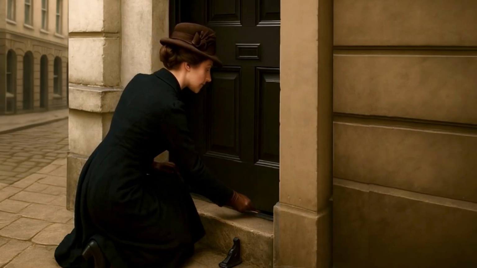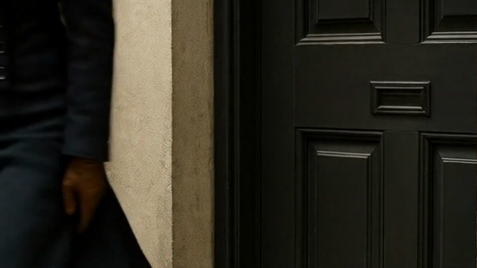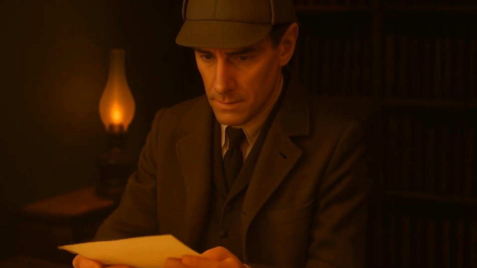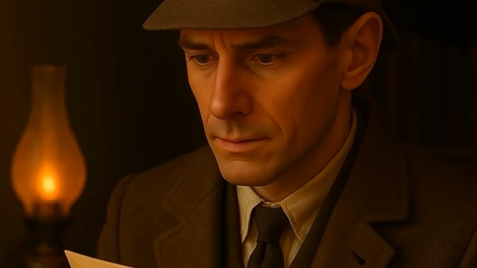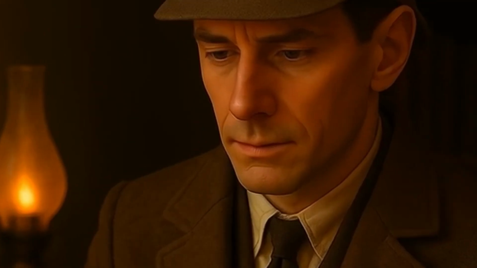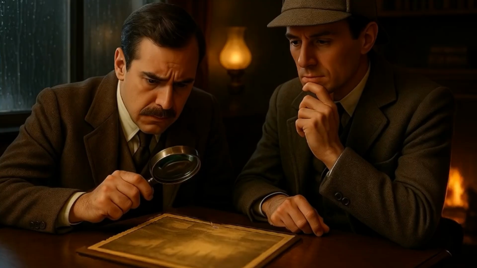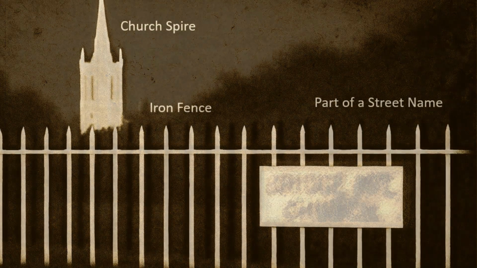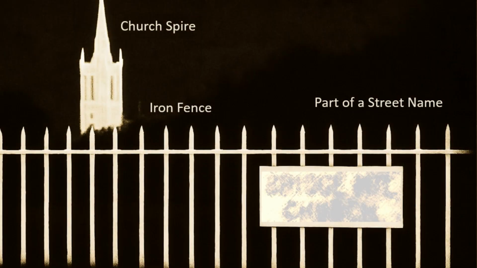Alex began reading the new mystery. In the story, Holmes notices an envelope on the floor, freshly slipped under the door. Inside is a brief, urgent note and a blurred, sepia-toned photograph, the only clue in the disappearance of a missing heiress. In the glow of the lamplight, faint outlines begin to appear: a church spire, an iron fence, and a part of a street name.